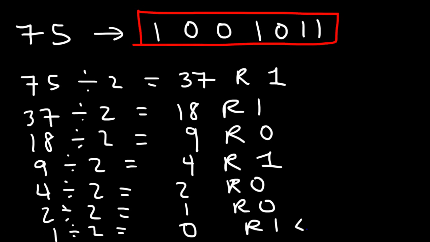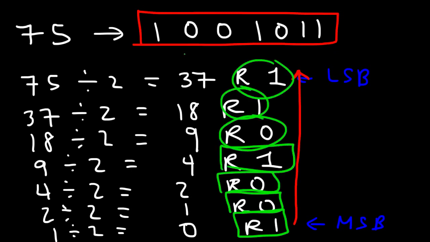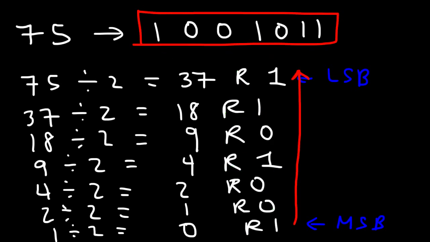At the bottom you have the MSB, the most significant bit, and at the top you have the LSB. The way you read it is from the most significant bit, so basically from the bottom to the top. So look at the numbers that we have. If you write it from bottom to top, it's 1 0 0 1 0 1 1. So hopefully you see that.